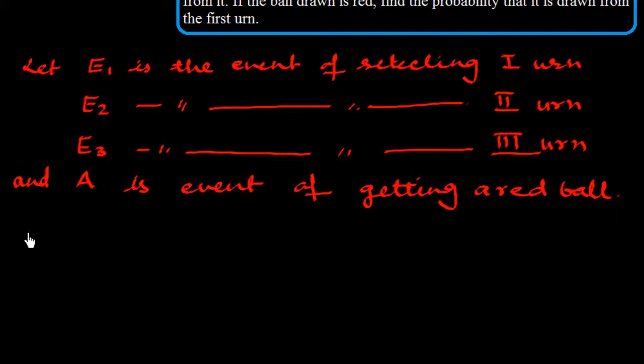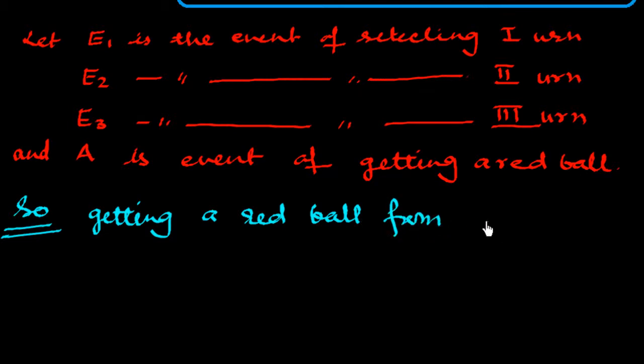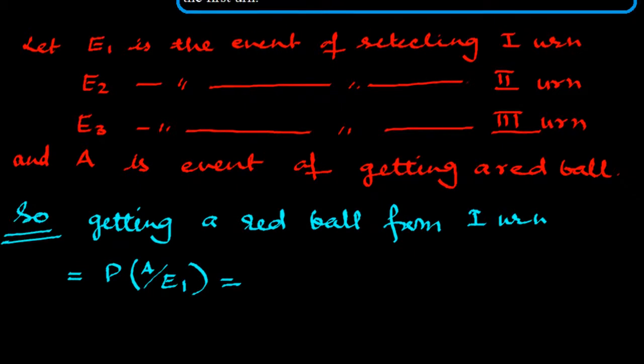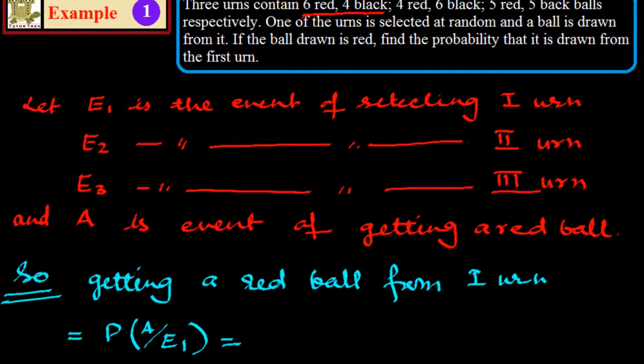So getting a red ball from the first urn is equal to the probability of A given E1. We know that the number of red balls is 6 and the total number of balls, red and black, is 10, since 6 plus 4 is 10. So we have 6 over 10.